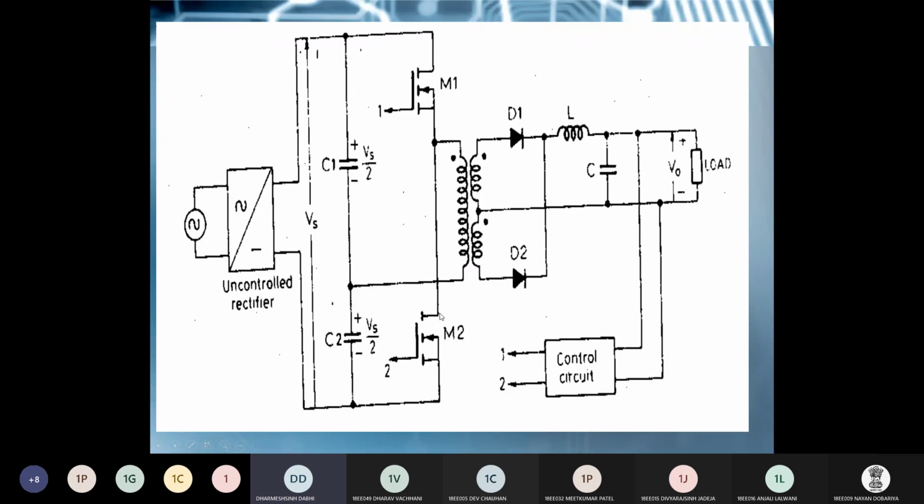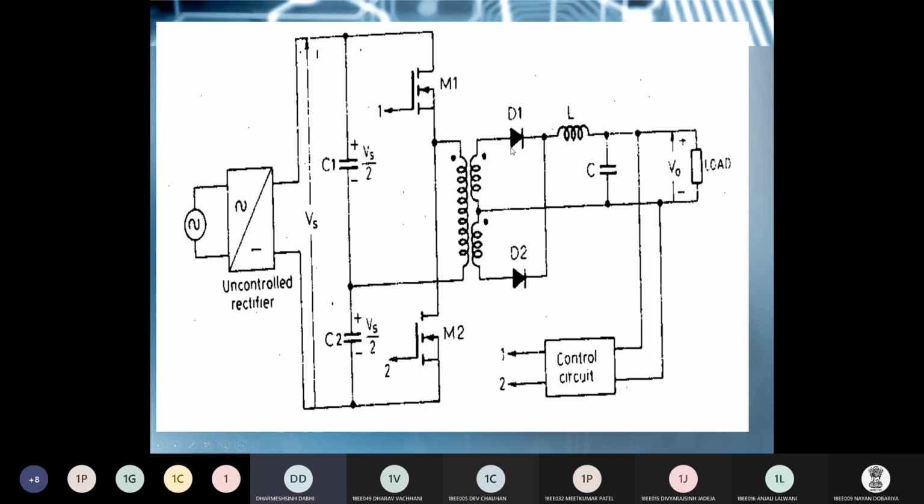So in this case, M2 is on, so the voltage of this capacitor C2, Vs by 2, comes across the primary, and the polarity is such that the lower terminal is plus and the upper terminal is negative. So based on that, the voltage induced in the secondary side is also minus here and plus here. With this polarity, D2 comes to forward bias and D1 comes to reverse bias. So again, current is flowing from the secondary half, D2, LC filter, and again you can see that the direction of current is the same.